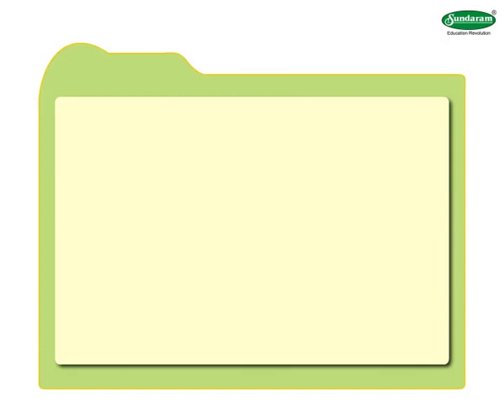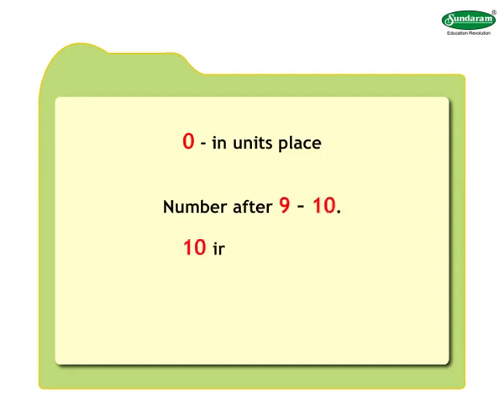Now, let us see what number we get after 99. We again write a 0 in the units place. The number after 9 is 10, so we write 10 in the tens place. Thus, we get the number 100, that is 10 tens or 100. Thus, after 99, the next number is 100.